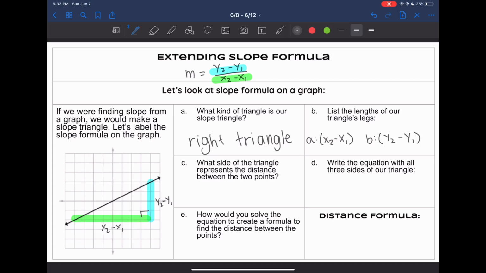C says, what side of the triangle represents the distance between the 2 points? So these 2 points here and here, the side of the triangle that represents that distance would be the hypotenuse.